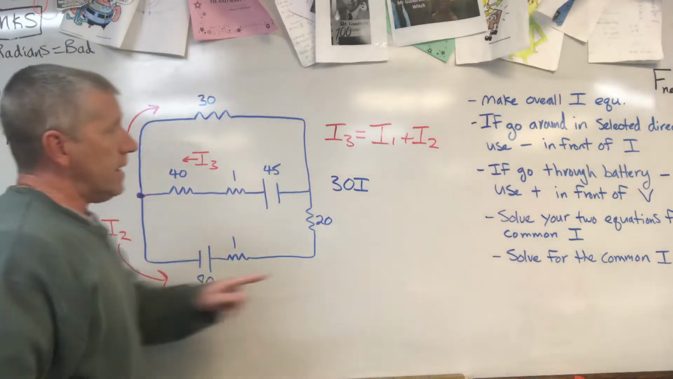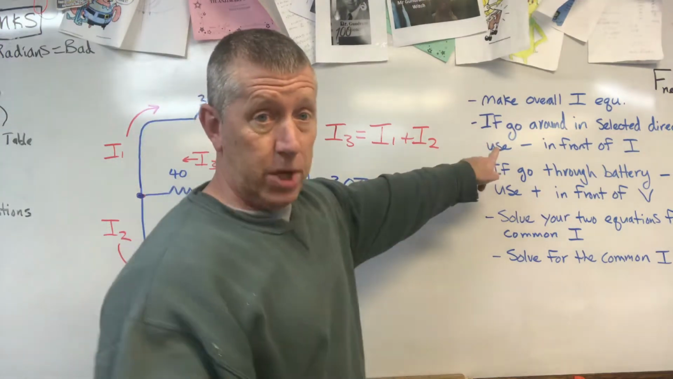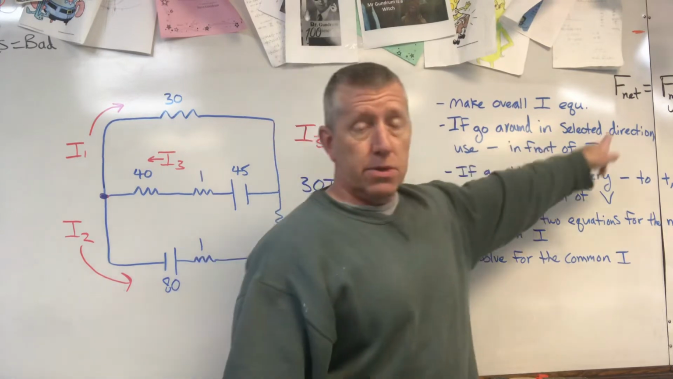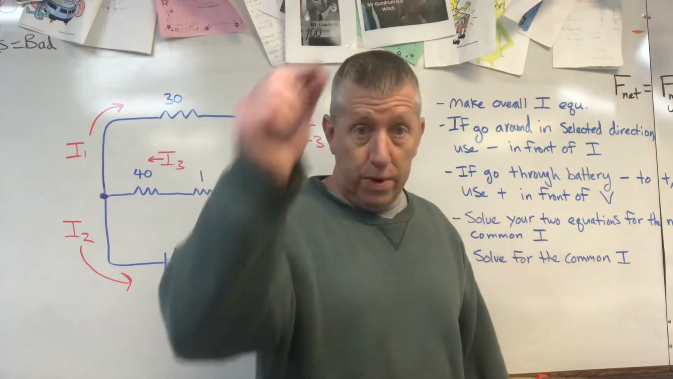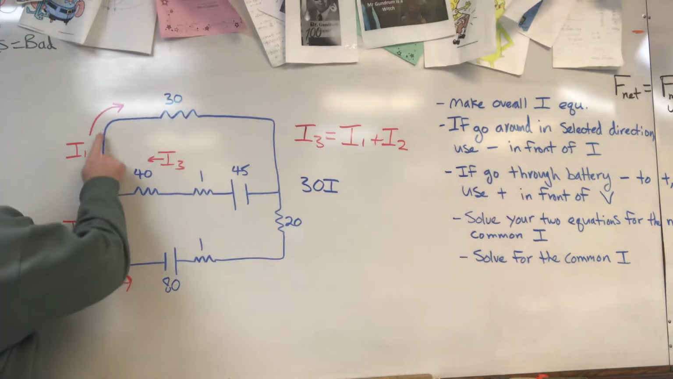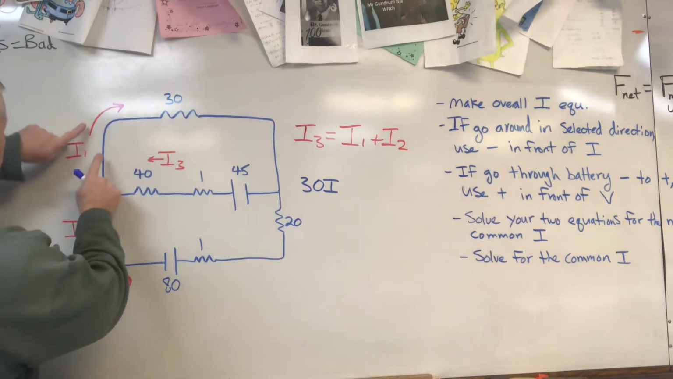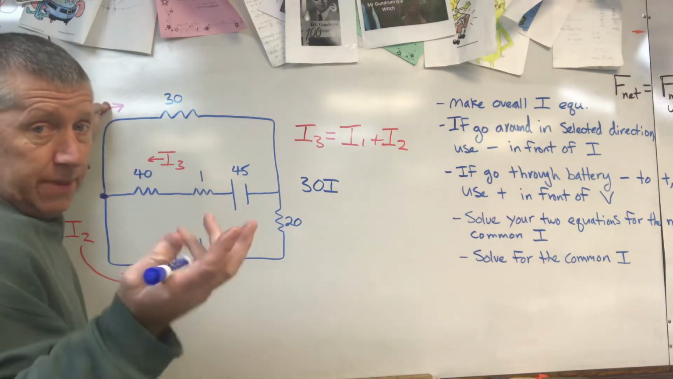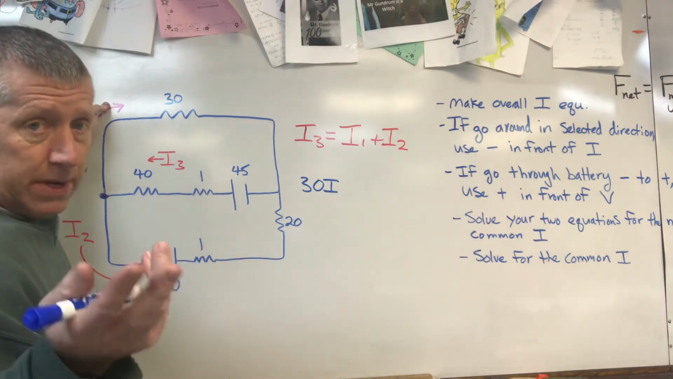Now, here's the second little blurb. You ready? Here we go. If I go around in the selected direction, that's what we're doing. What do you mean? I'm going around in the direction that I originally decided to guess that the current would go. Remember, I'm guessing at that. I could be right, I could be wrong. Doesn't matter. We'll still get the right answer.